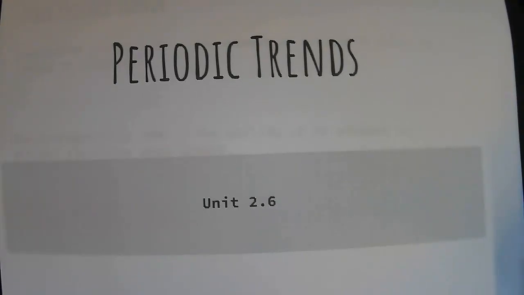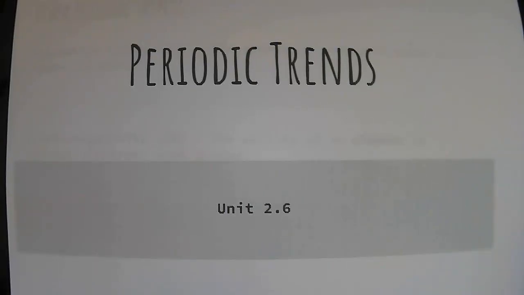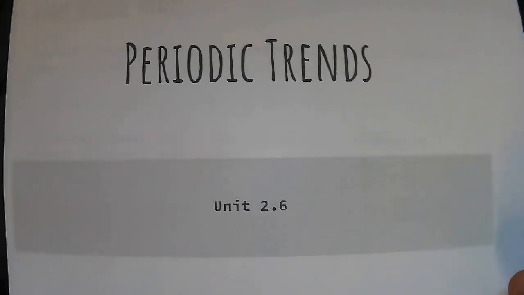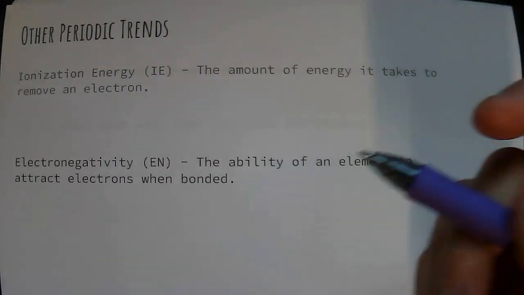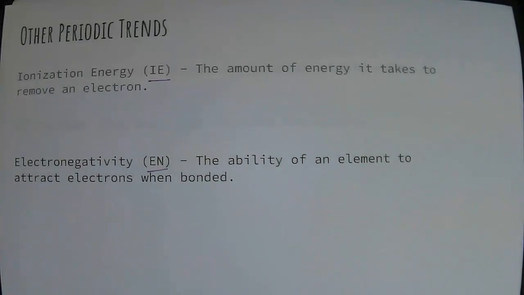Just so you know, there are a million periodic trends. There's even an activity that we'll be doing talking about all the periodic trends, but here we're going to finish up Unit 2, Section 6, talking about the other two periodic trends. Those are ionization energy and electronegativity.